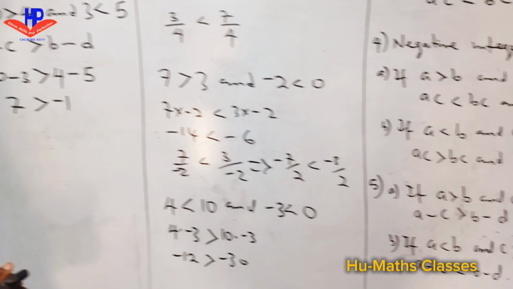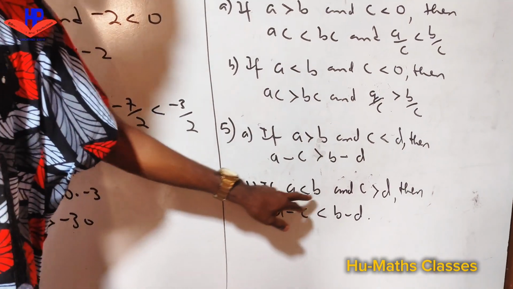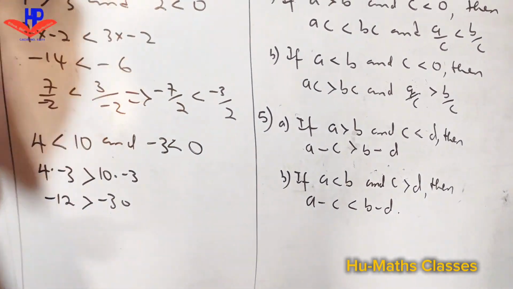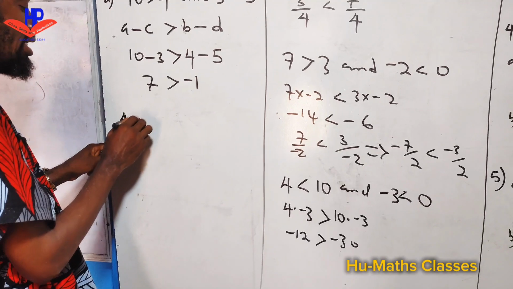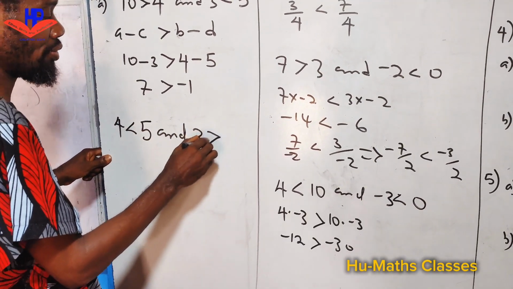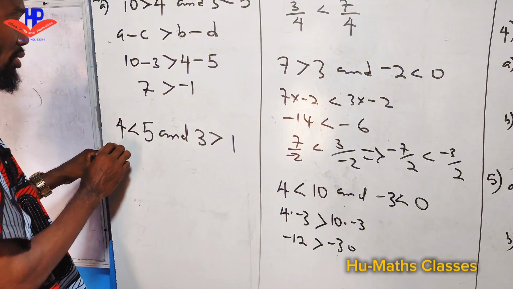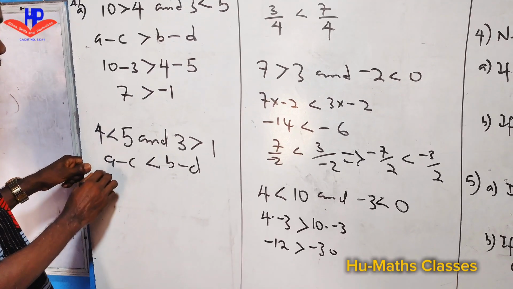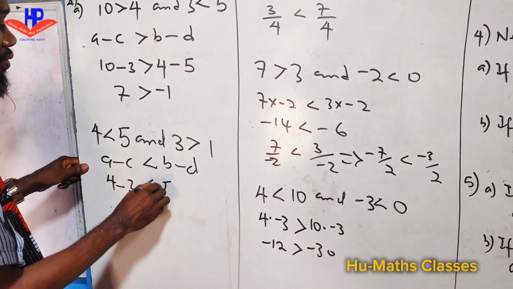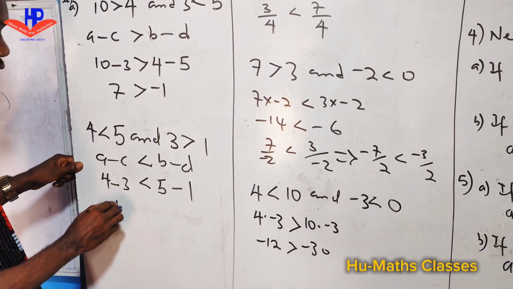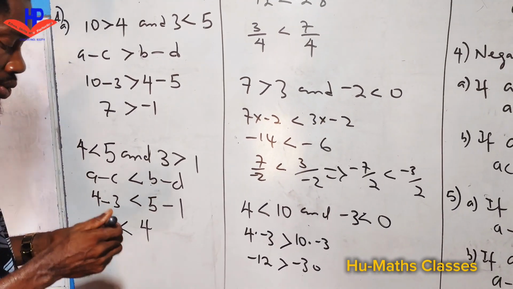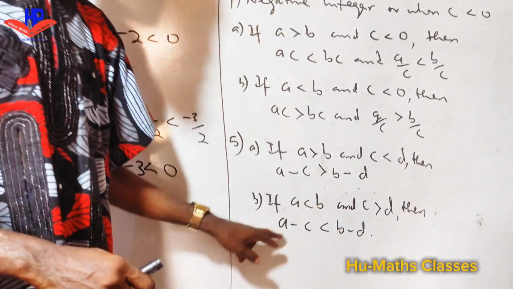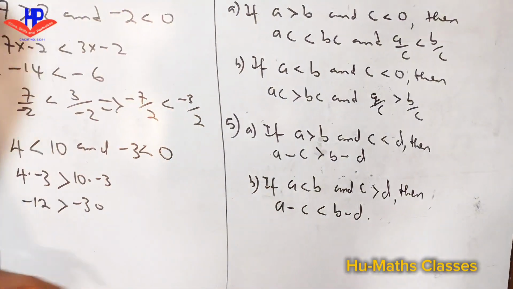The b part of it says if a is less than b and c is greater than d, then a minus c will be less than b minus d. Use 4 less than 5 and 3 greater than 1. The rule states that a minus c will also be less than b minus d. That will be 4 minus 3 less than 5 minus 1. This will give us 1 less than 4. So you can see that the rule is true: if a is less than b and c is greater than d, then a minus c is less than b minus d.